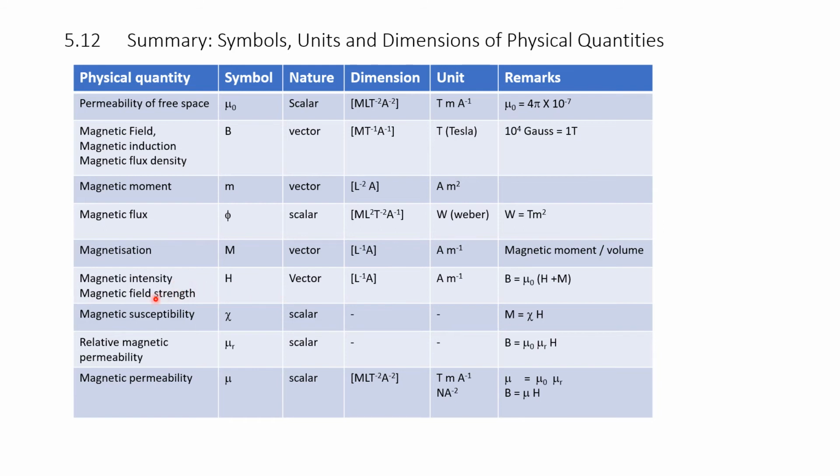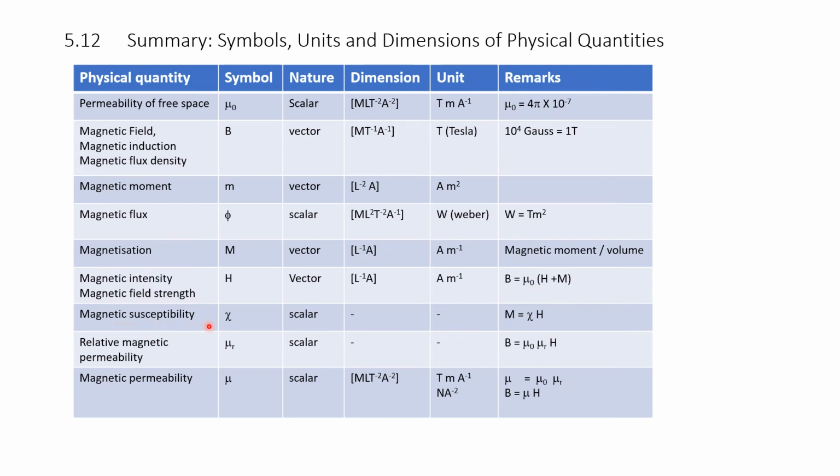Magnetic intensity or magnetic field strength. Its symbol is H. It is a vector quantity and its dimensions are L to the power of minus 1 into A. Its unit is ampere per meter. The relationship between magnetic field intensity and magnetic flux density is B is equal to mu naught into H plus M, where H is the magnetic field intensity, M is the magnetization, and B is the magnetic flux density or magnetic induction, and mu naught is the permeability of free space.